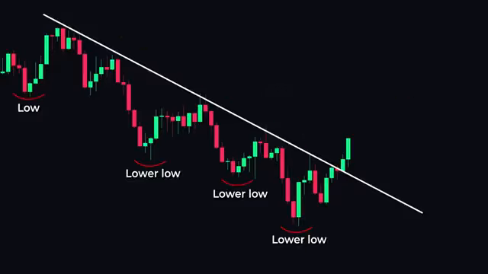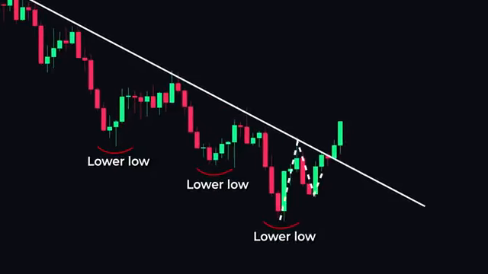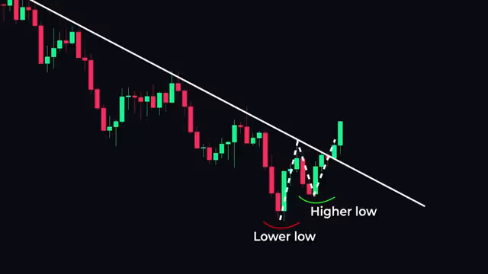But now, look at what happens before the breakout. We notice that price fails to form another lower low and instead forms a higher low. This tells us that this downtrend structure was already getting weaker before the price broke out.